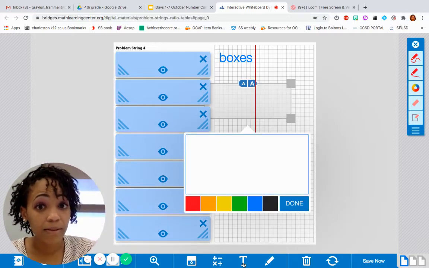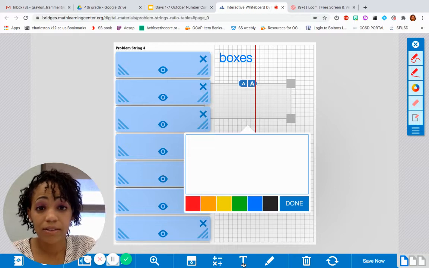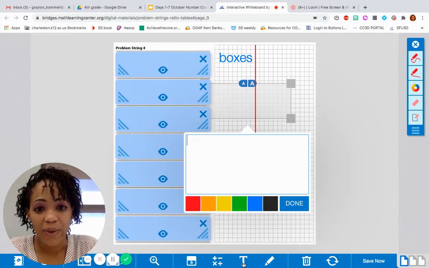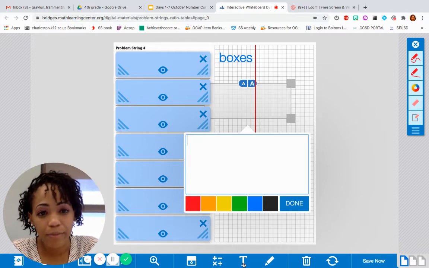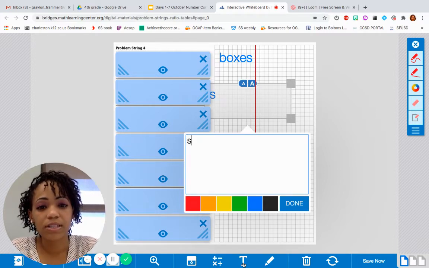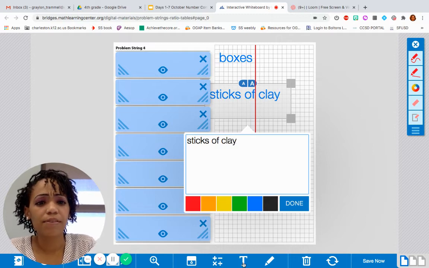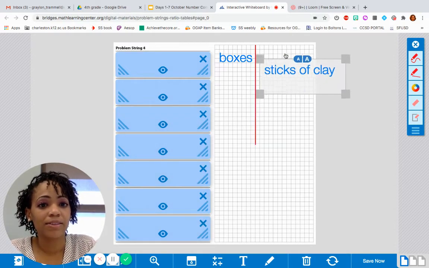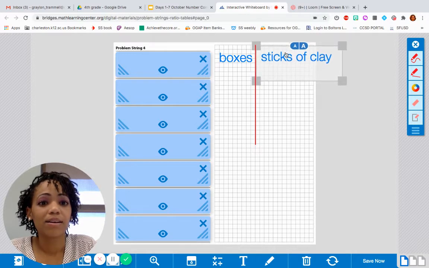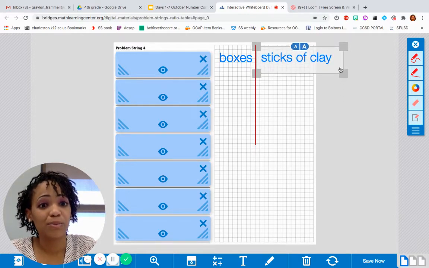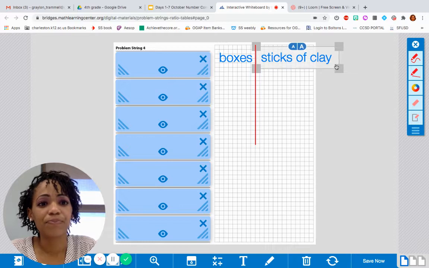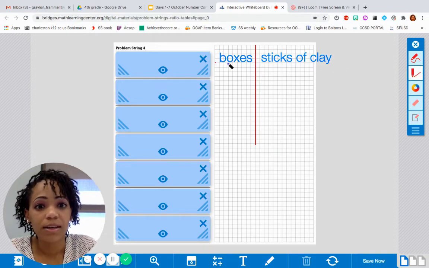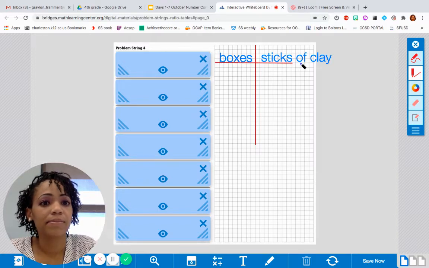And on the other side, I'm going to put what we're talking about. What are we talking about? What's the context of this problem? Right, we have clay. I could even put sticks of clay. Sticks of clay. And I'm going to put that on the other side of what may look like a T-chart to you, but we're going to call it a different name pretty soon. Okay, so we have boxes and we have sticks of clay.